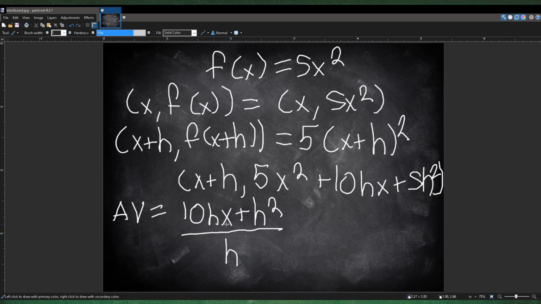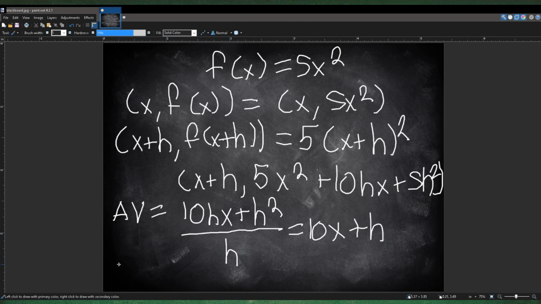So you see how there's an h in the numerator and an h in the denominator? We just divide that out. 10hx divided by h is 10x, and 5h squared divided by h is 5h. Let me write this a little more clearly. Right here, we have 10x plus 5h, and that will be our average slope.